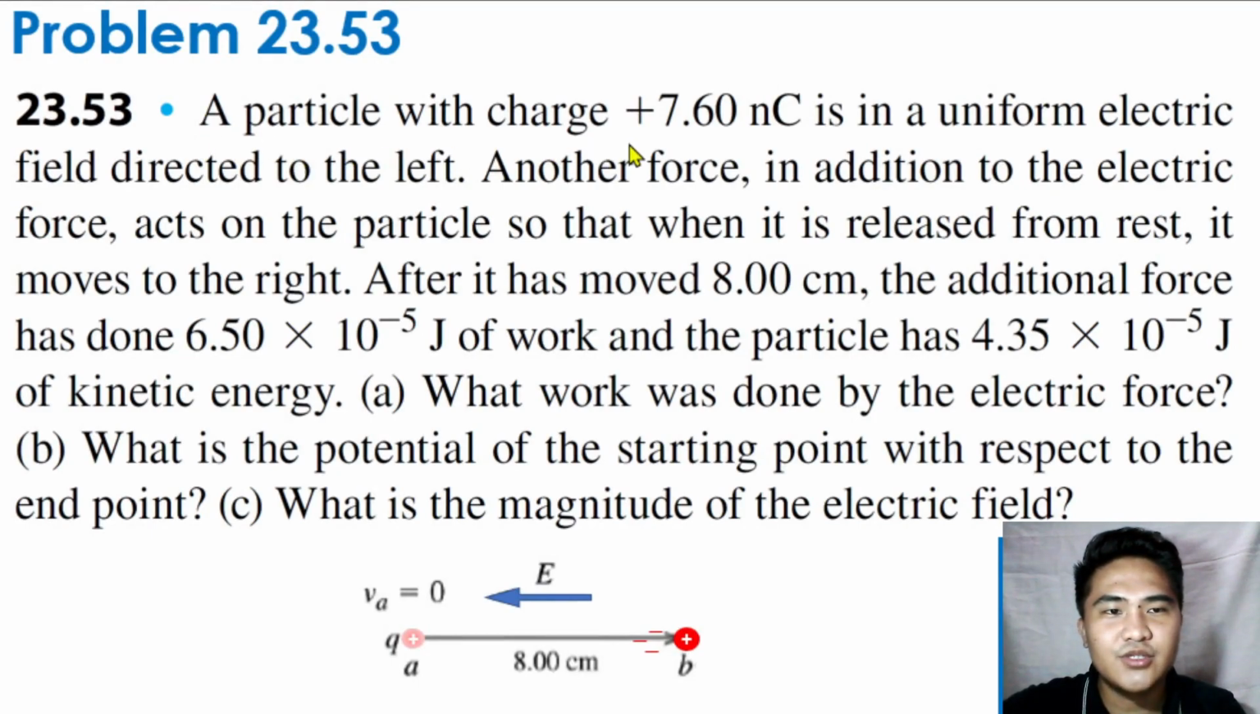A particle with charge positive 7.6 nanocoulomb is in a uniform electric field directed to the left. Another force in addition to the electric force acts on the particle. So when it is released from rest, it moves to the right, so from this point up to this point. After it has moved 8 centimeters, the additional force has done 6.5 times 10 to the negative 5 joules of work. The particle has 4.35 times 10 to the negative 5 joules of kinetic energy.